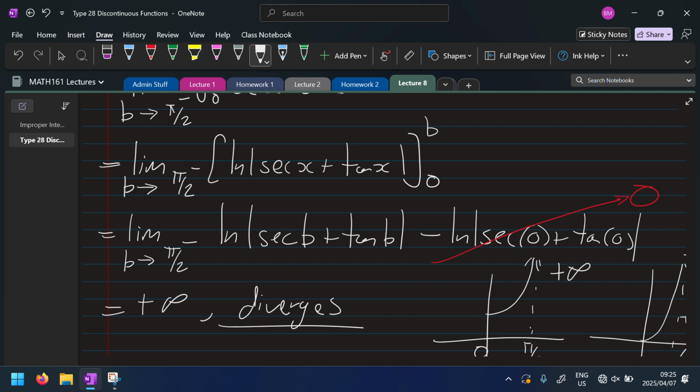So again, all your limit stuff from before, asymptotes, all of that from last year, please make sure you recap that before you do the tutorials. Okay, so in this case, everything goes to plus infinity, so we can say that the integral diverges.